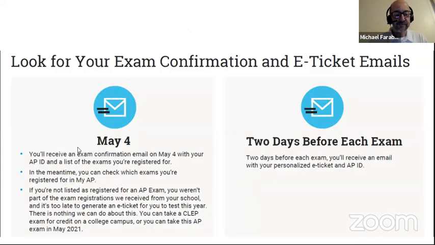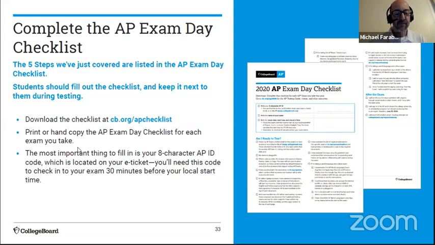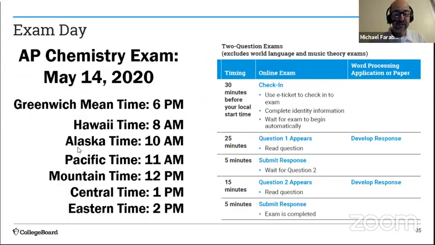On May 4th, you should receive an email confirmation that indicates your AP ID and a list of exams you're registered for. Then 2 days before each exam, you should receive an email with your personalized e-ticket. Again, you can also log in to My AP and see your e-ticket that way. If you go to cb.org/AP checklist, you can print out a checklist and go through the things that you need for exam day.